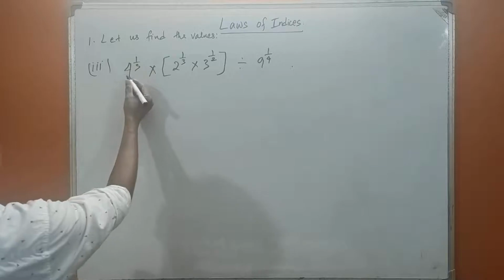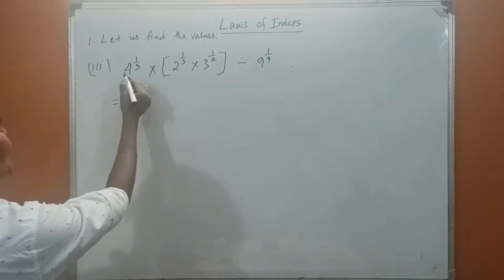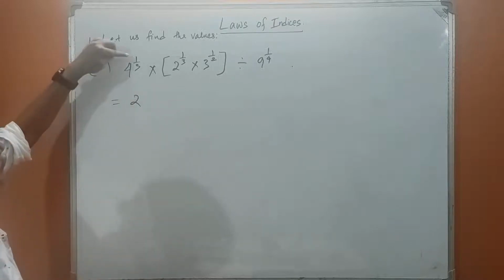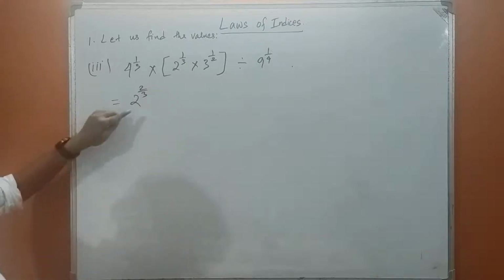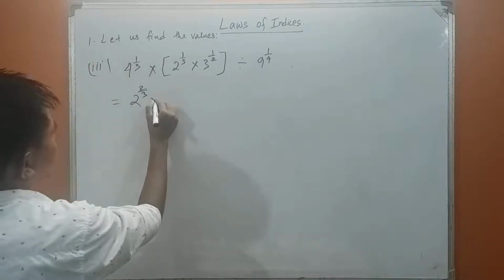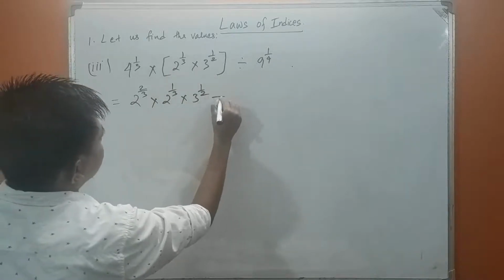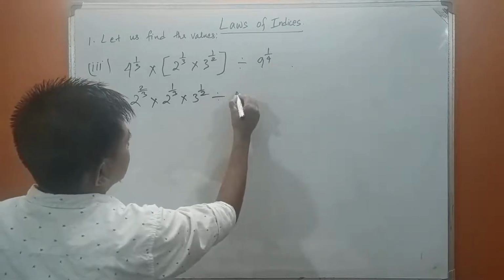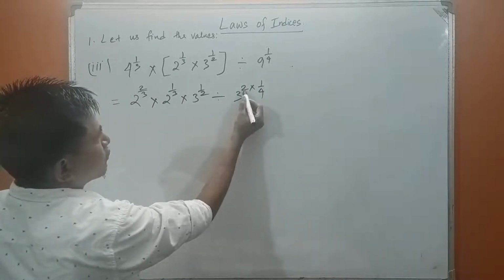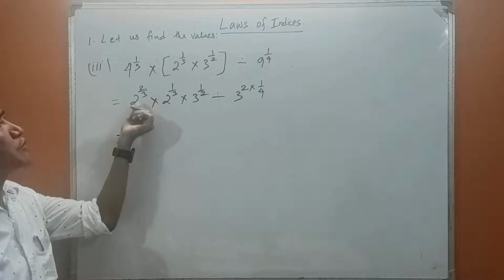Question number 3, we have 4 to the power 1 upon 3 into 2 to the power 1 upon 3. Okay, let's do this. 4 is 2 squared, isn't it? So that 2 into 1 is 2. This can be written as 2 to the power 2 upon 3, that is 2 squared, 2 into 1 is 2 upon this 3 comes in the denominator. Into, we have 2 to the power 1 by 3 into 3 to the power 1 by 2 divided by 9, which can be written as 3 squared, into 1 by 4, isn't it? 9 is 3 squared, so this 1 by 4 is 1 by 4 here. So this 2 and this 2 are the same. Isn't it? The bases are the same, powers can be added.